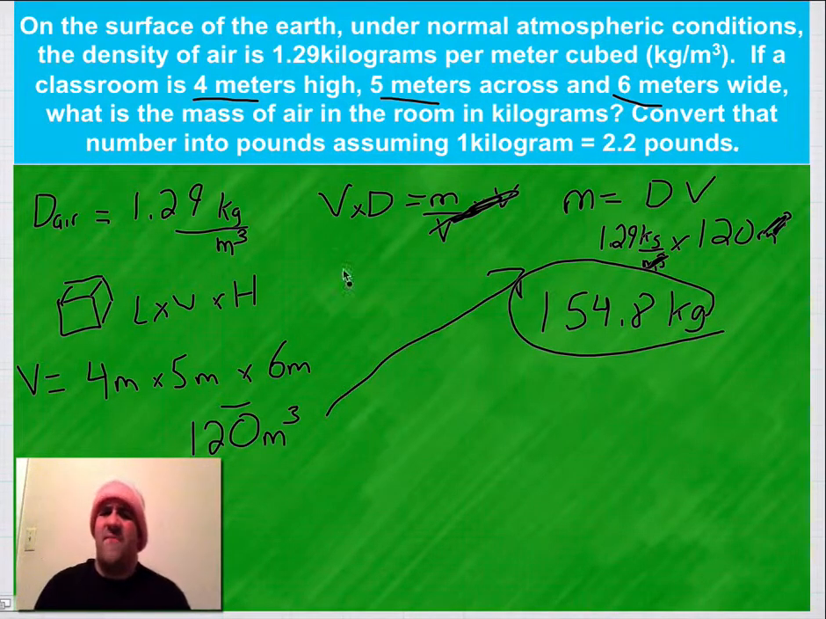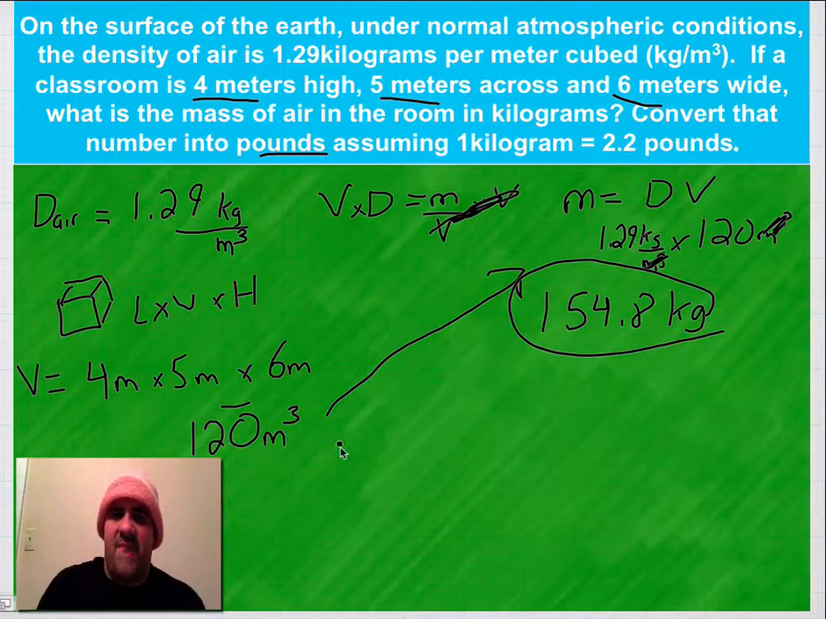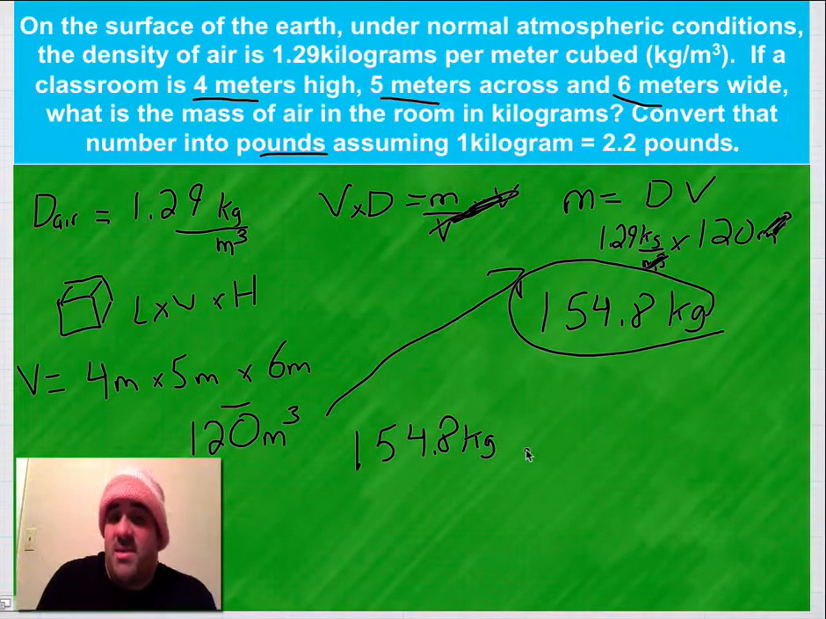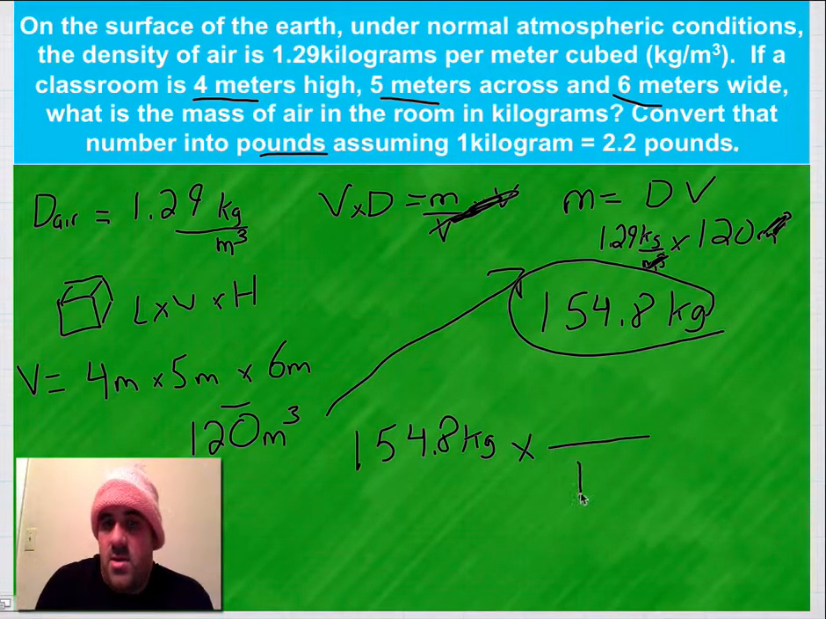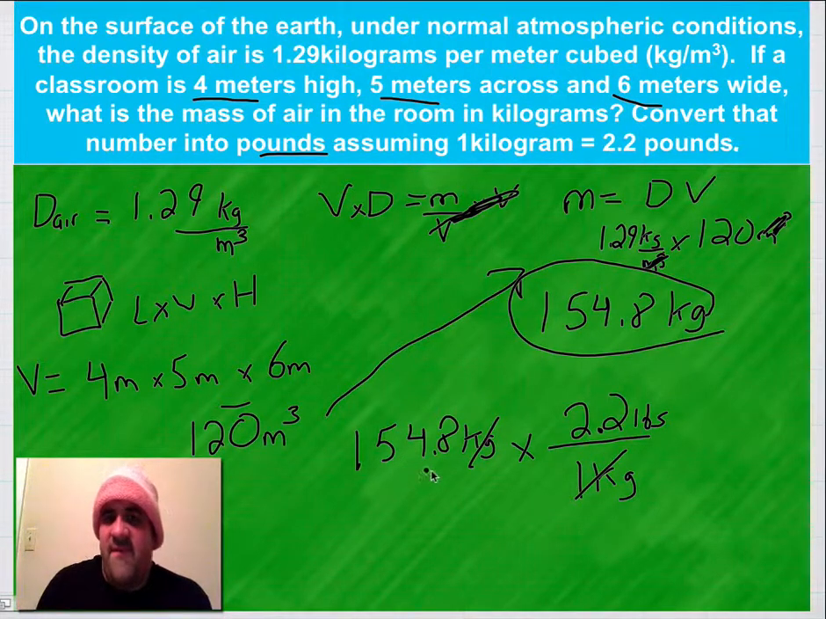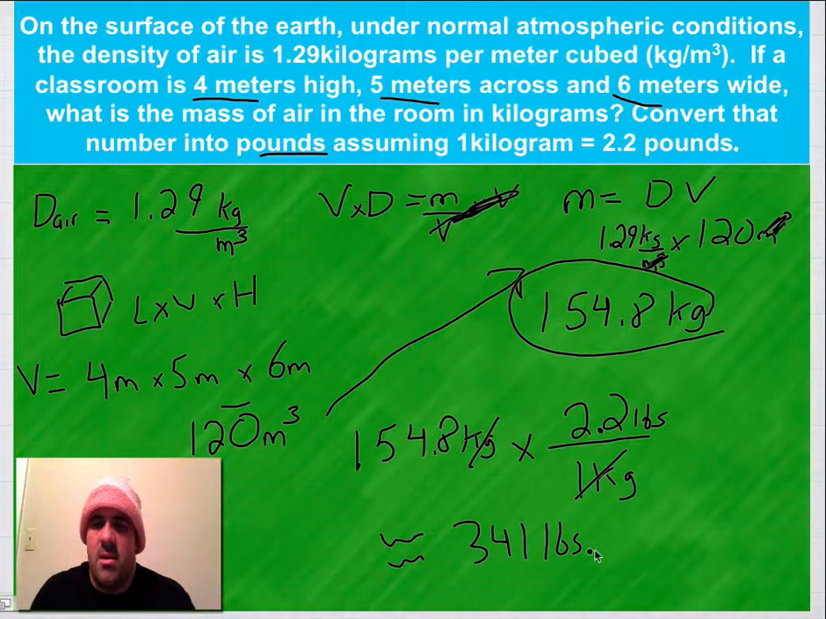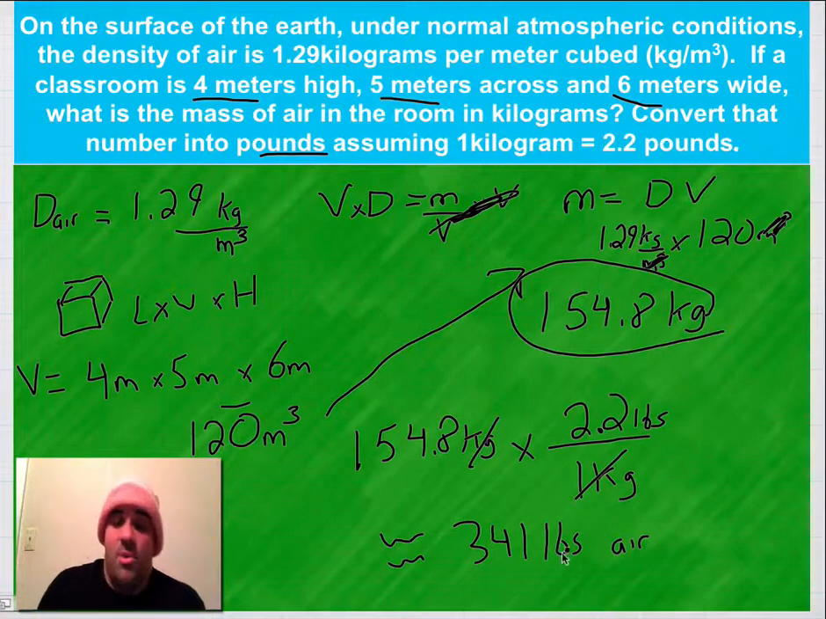And how do we now convert that number into pounds? Well, we have 154.8 kilograms. And every kilogram is going to be 2.2 pounds. So simply we multiply this number times 2.2. 1 kilogram is 2.2 pounds. These kilograms cancel. 154.8 times 2.2 pounds comes to be roughly 341 pounds of air. So all the air in the room would weigh a total of 341 pounds.